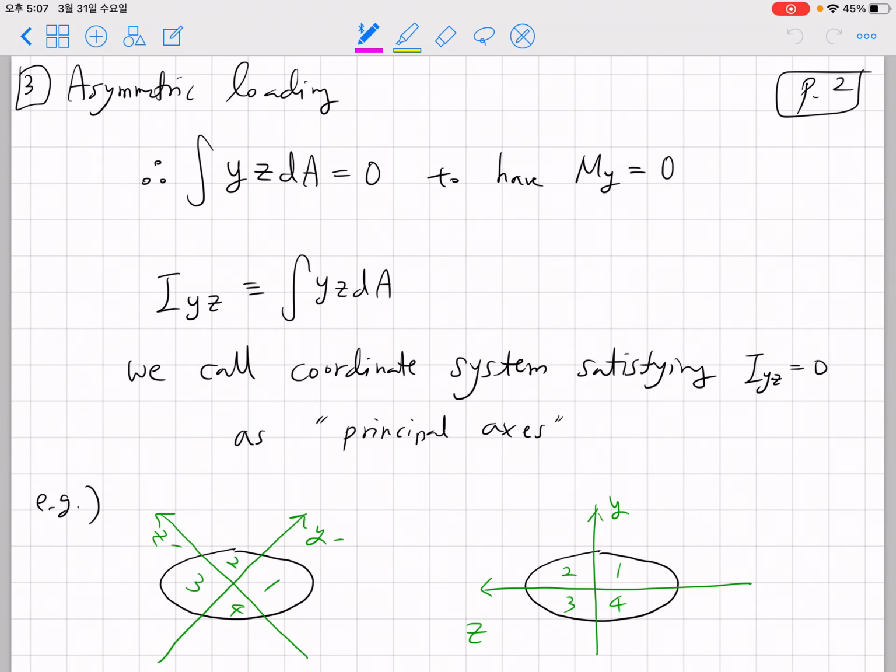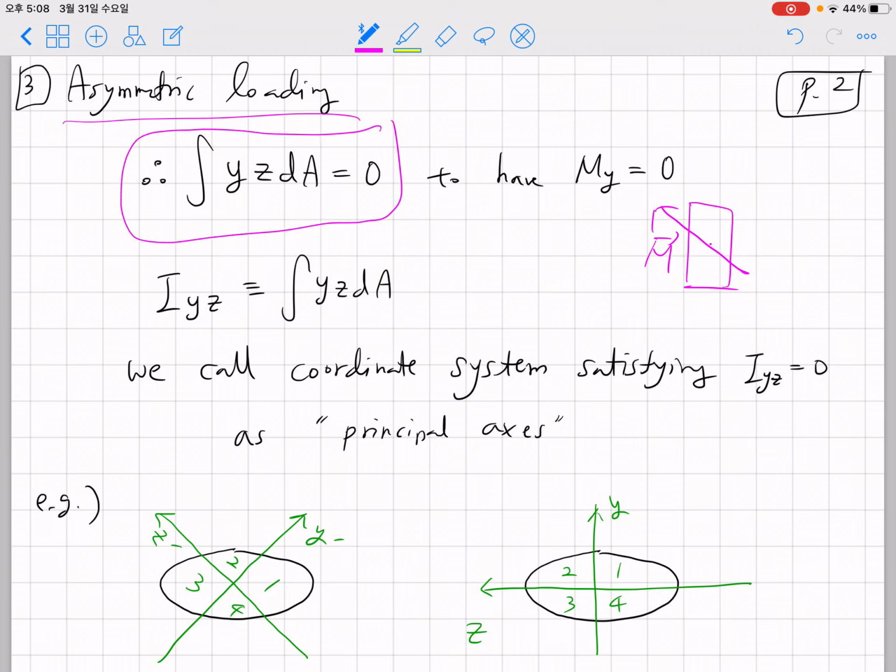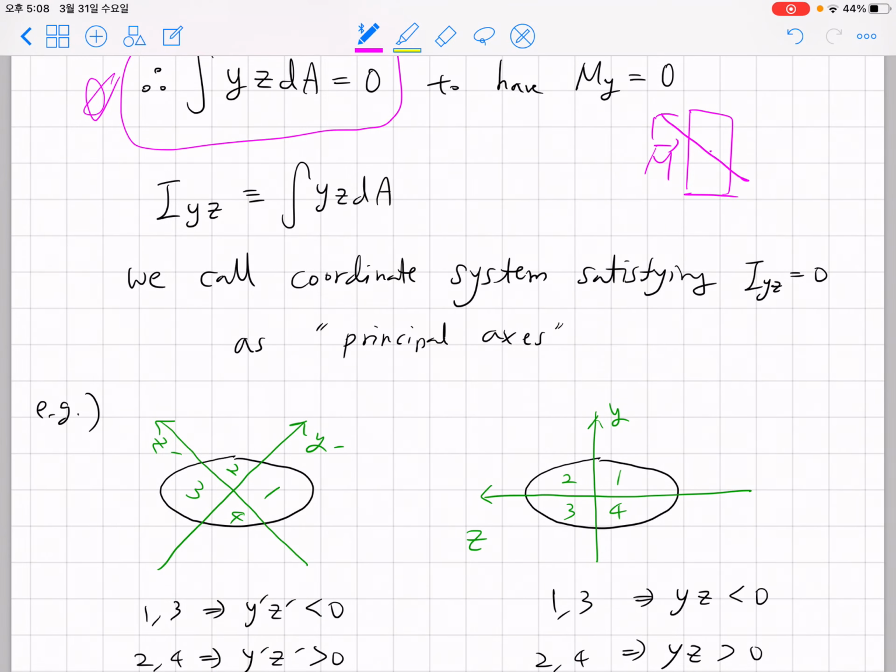As a third topic, we discussed asymmetric loading, like when we have this kind of cross-sectional shape and we apply our M vector in this way. Based on the force and moment discussion, what I found is that to have symmetric loading, we have to have our y and z axes satisfy the condition that the integral of yz dA equals 0. We call this Iyz, and we call a coordinate system satisfying this the principal axes.